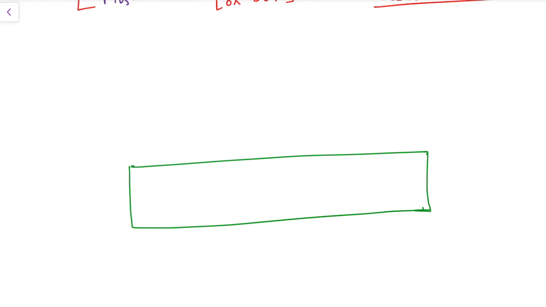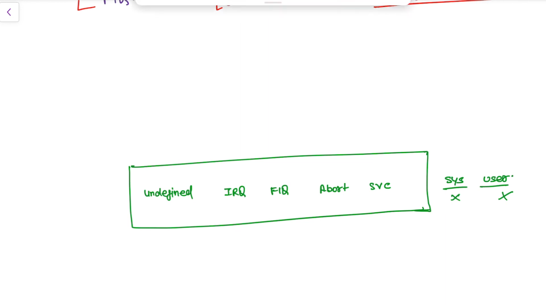So here we have now 5 modes. The first mode is undefined, and then we have IRQ mode. If you remember, we also had FIQ mode, which handles fast interrupts, and then we had abort mode and SVC mode. Apart from this we had system mode and user mode. These 2 modes are not included here while handling the exception and its associated mode. So there are only these 5 modes here.